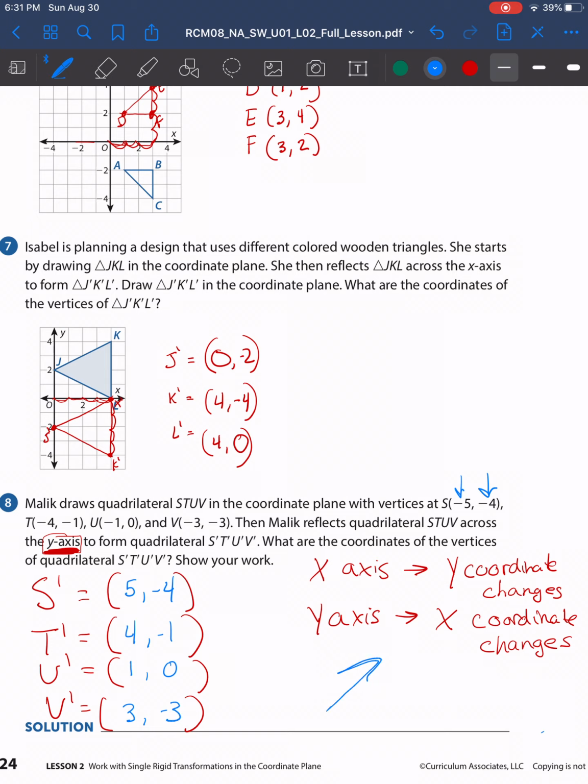These rules are super, super important for you to memorize, okay? And it only works with reflections.